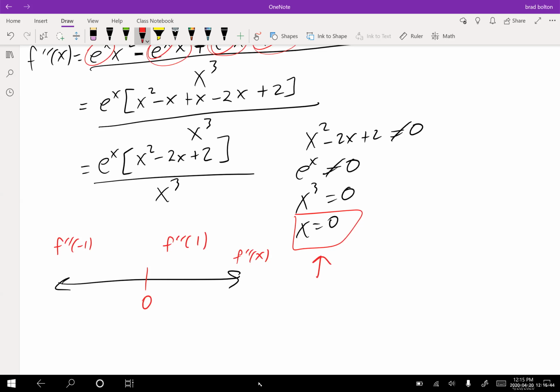And when I plug -1 in, I should get, let me see, negative. So the bottom will be negative and the numerator will be positive. So we have a positive and a negative, so that'll be negative when you plug that value in. Now when we plug 1 in, we get, let's see, 1 minus 2 plus 2, so we'll get a positive over a positive, which will be positive. So we know that this side is concave down, and we know this side is concave up.